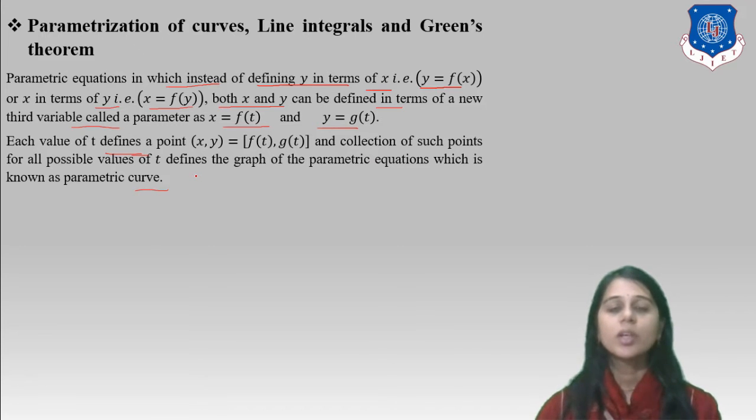So if we take different values of t, we obtain some graph that depends on the t values. That is a parametric curve.